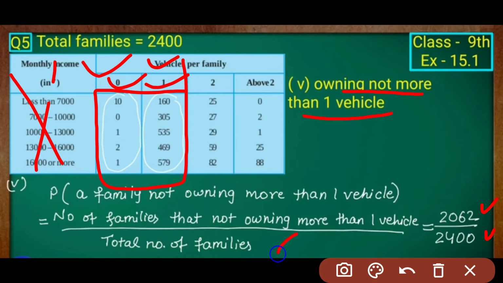When we divide by 2, the numerator becomes 1031 and the denominator 1200. We divide by 2 only. So when we divide both terms by 2, the numerator is 1031 and the denominator is 1200. So 1031 divided by 1200 will be your probability.